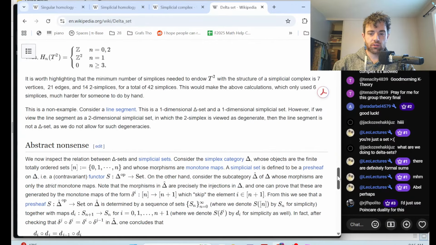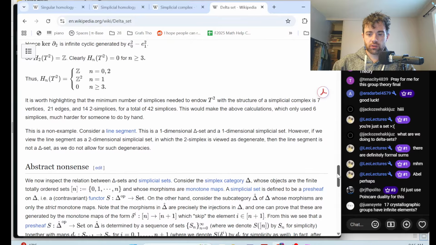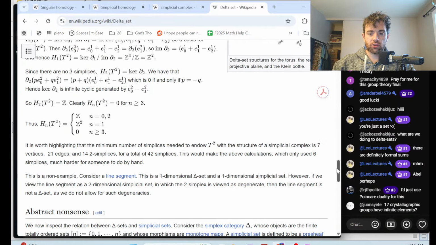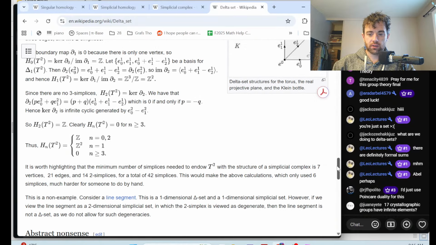Abstract nonsense, yeah. You just use Poincare duality? Probably. Yeah, there's a million better ways to do it than the way that we're doing it here.